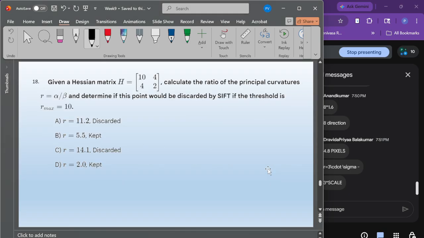Our next question is, given a Hessian matrix H that is given, calculate the ratio of the principal curvature, that is R is equal to alpha by beta, and determine if this point would be discarded by SIFT if the threshold R maximum is given as 10. We need to determine the principal curvatures and then check whether this point will be discarded by SIFT or not.